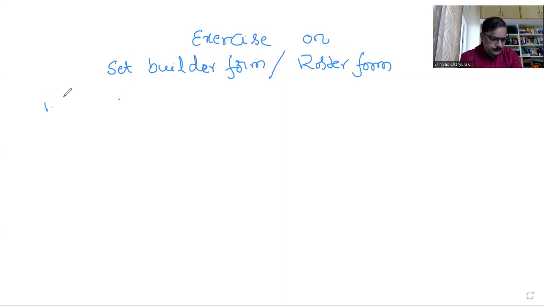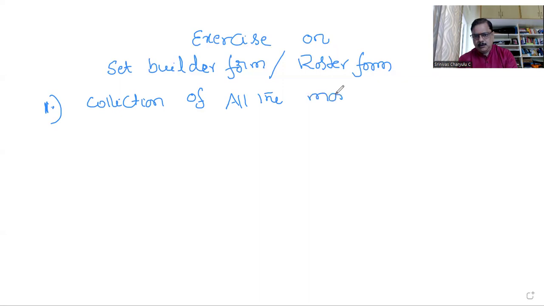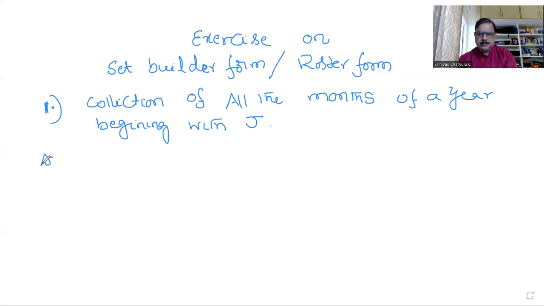First question. They have given one statement asking us to write the elements. Now in this case, what is the statement? Collection of all the months of a year beginning with J. So for this, is it a statement? It is a statement, semantic form.